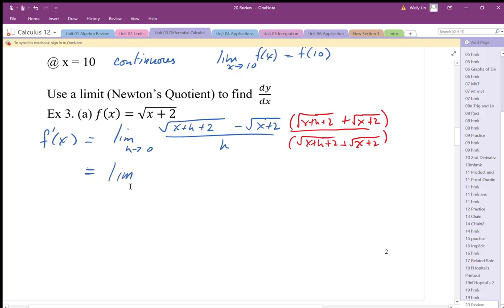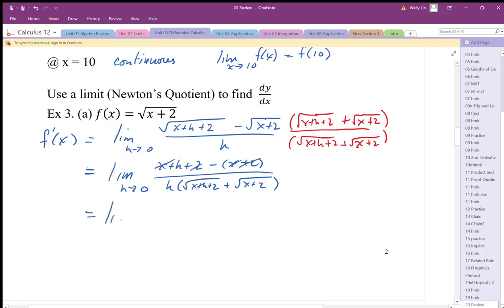So I end up with a limit as h goes to 0 of x plus h plus 2 minus x plus 2. The x and the plus 2's cancel out. Okay, we end up with, in the denominator, square root of x plus h plus 2 plus square root of x plus 2. The h in the denominator is okay because this one here is not a factor, so it's not dividing by 0. This is the one that's the problem, but that cancels out. We end up with h over h, so that h cancels out as well.